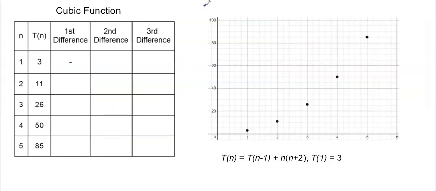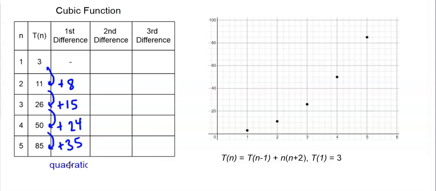So let's look a little closer at our cubic function and find these first differences. So to get from 3 to 11, we had to add 8, and to get from 11 to 26, we had to add 15, and 26 to 50, that was adding 24, and to get from 50 to 85, that was adding 35. This right here, we just looked very closely at this pattern, so we already know that this is a quadratic rate of change.